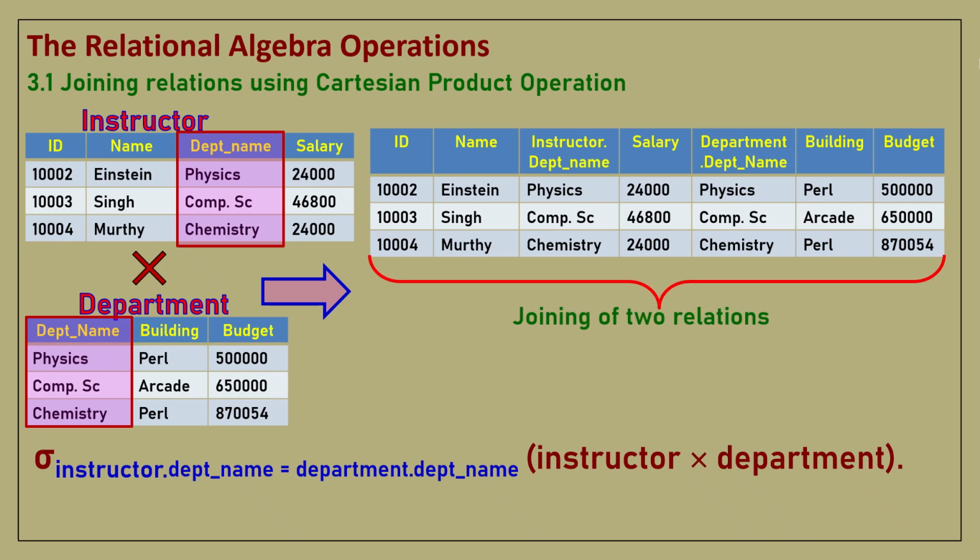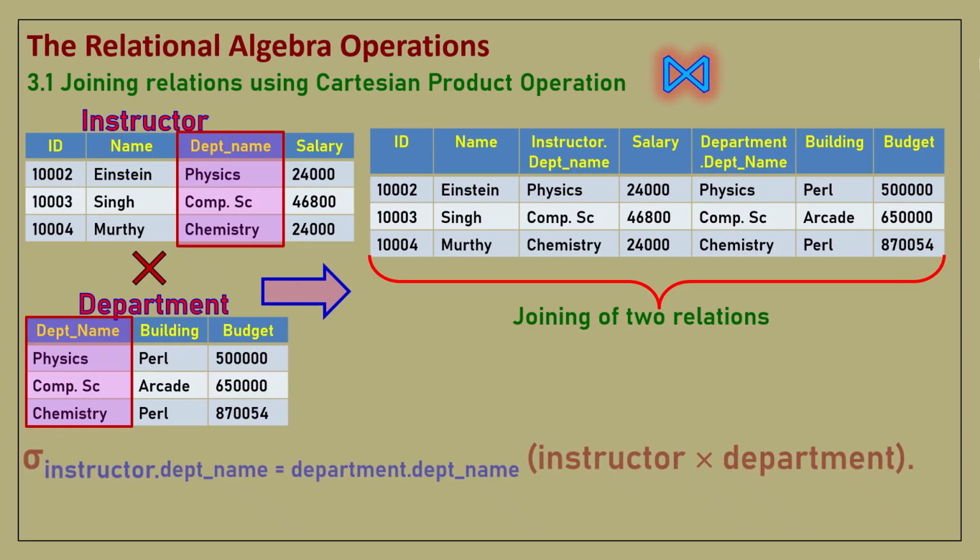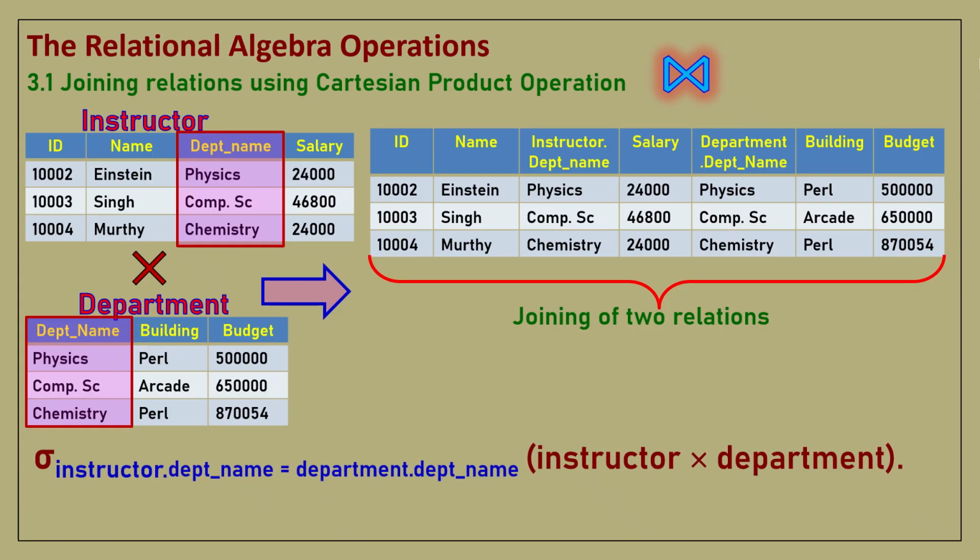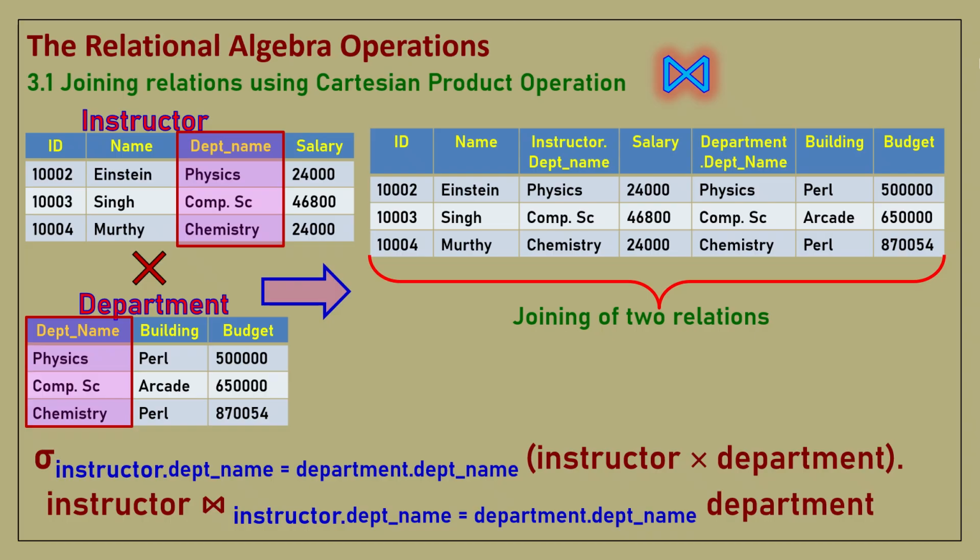Such an operation is called the joining of 2 tables. It is denoted by a cross symbol closed at both ends. Relational algebra operation for the above can also be written using the join symbol. Instructor, join, instructor dot department name equals department dot department name, department.